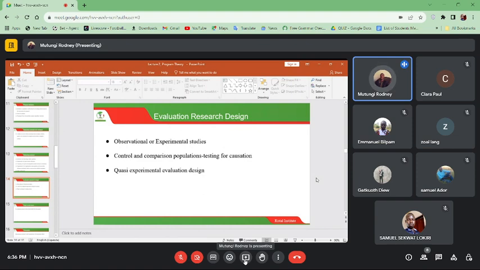Okay. So for example, if I'm implementing a project in town X in South Sudan, and it is about reducing stunting, and then I supply this town X with food rations that could reduce this stunting.